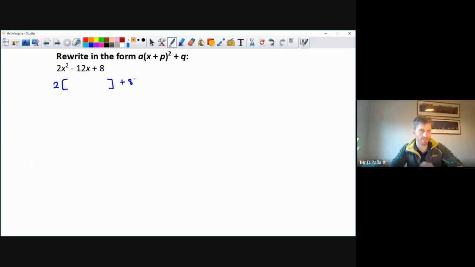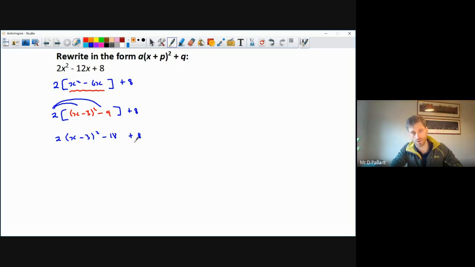So inside the brackets, I've got x squared minus 6x. I haven't started completing the square yet. I'm going to do that next. I'm going to complete the square on that bit in the middle next. So I've still got this 2, still got this plus 8. I'm going to rewrite that x squared minus 6x to be x minus 3 squared minus 9. Then I'm going to expand. So I've got 2 lots of that bracket. I've got minus 18, and I've got plus 8, which has just been sitting on the end the whole time. And of course, minus 18 plus 8 is minus 10. And so there's my answer there.